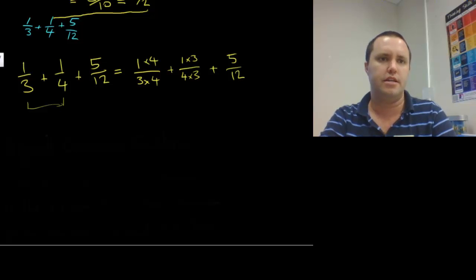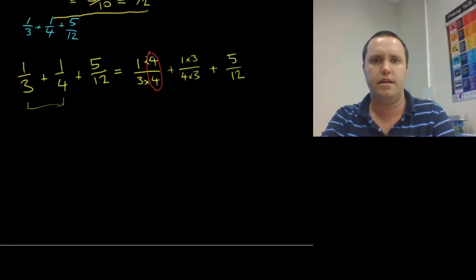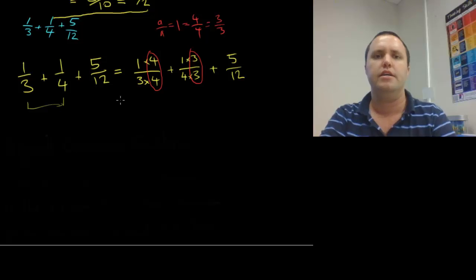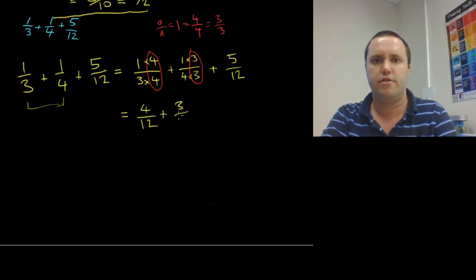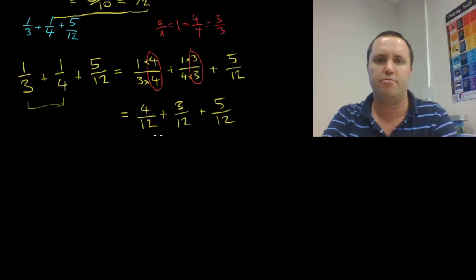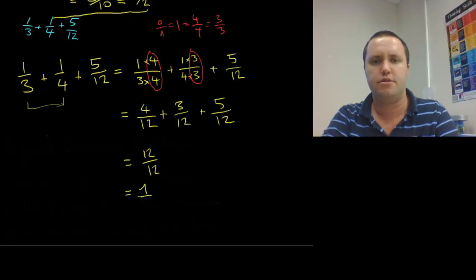An important thing to see is that A over A equals 1, which equals 4 over 4, which equals 3 over 3. Remember that from earlier. So then we've got 4 over 12 plus 3 over 12 plus 5 over 12. They're all over 12 now at this point in time. And so then what we need to do is 4 plus 3 is 7 plus 5 is 12, so 12 over 12, which just happens to be 1.